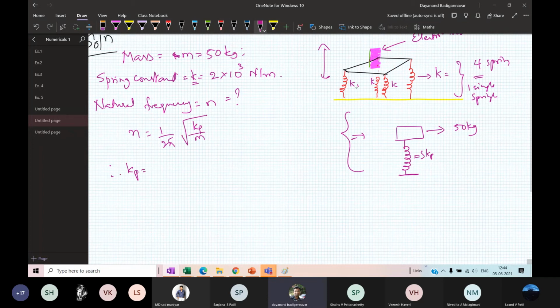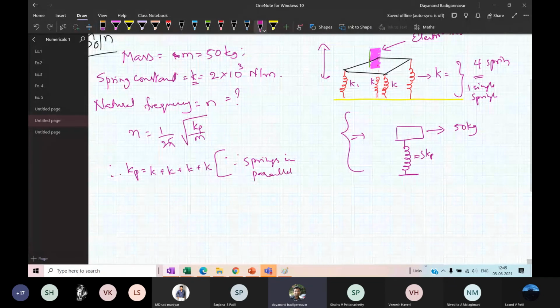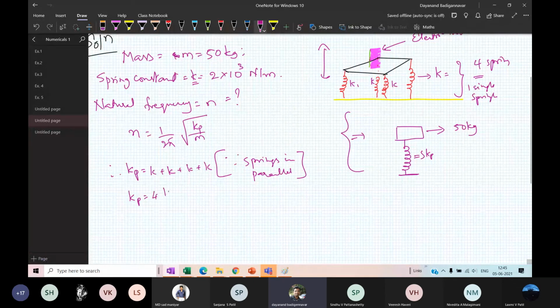There are 4 spring constants, and each spring constant has a value of K equal to 2 into 10 to the power of 3. Therefore, I have to add all those: K plus K plus K plus K. Why? Because the springs are in parallel. When the springs are in parallel, Kp is equal to the sum of all the spring constants. So it is 4 times K.